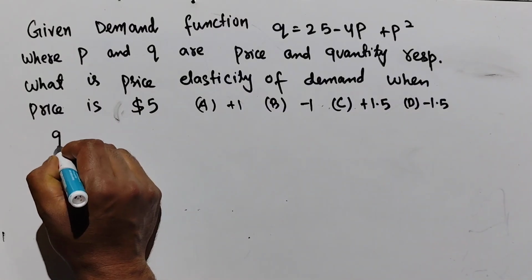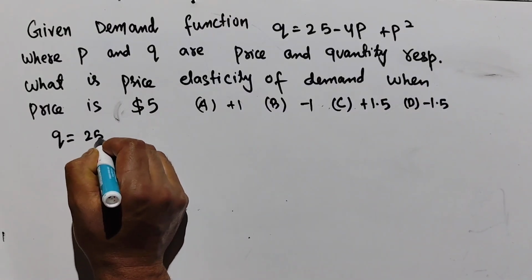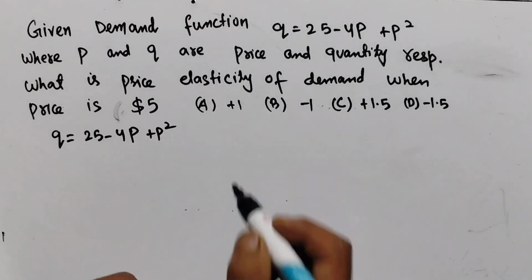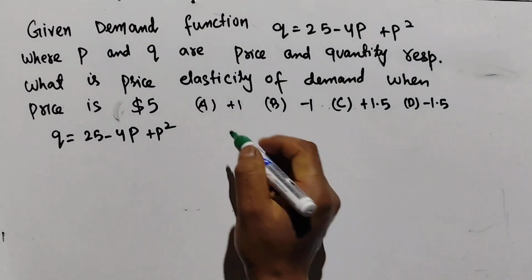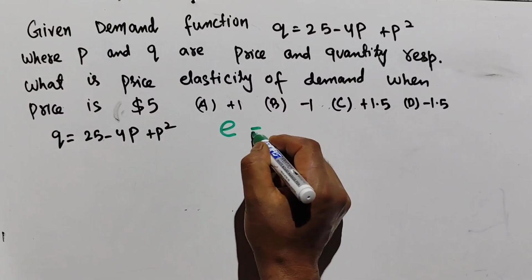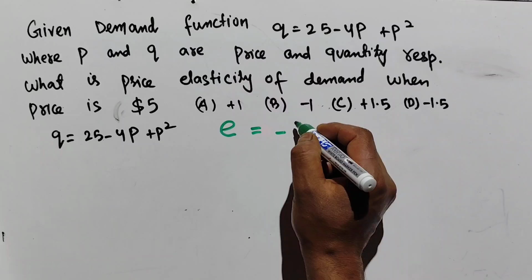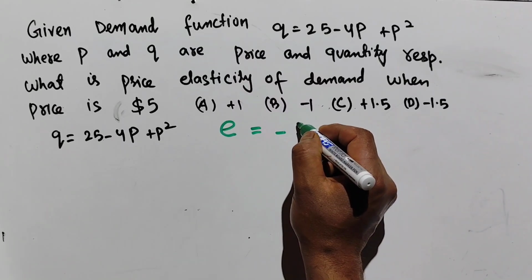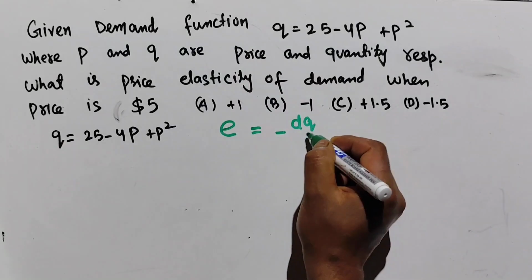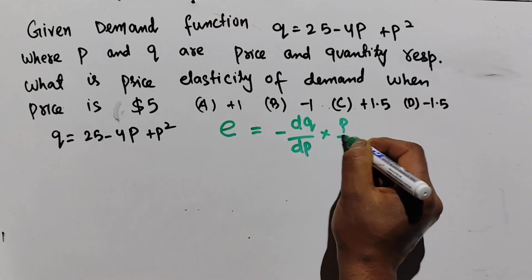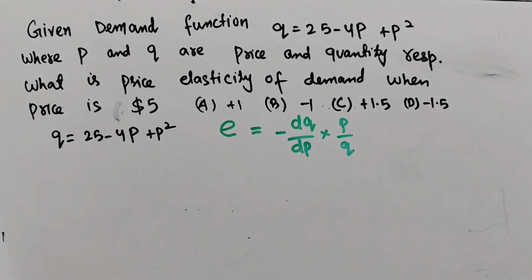So given the demand function is Q is equal to 25 minus 4p plus p square. Elasticity of demand is simply given by we have the negative sign first, then we have dq upon dp times p upon q. This is the formula for elasticity of demand.